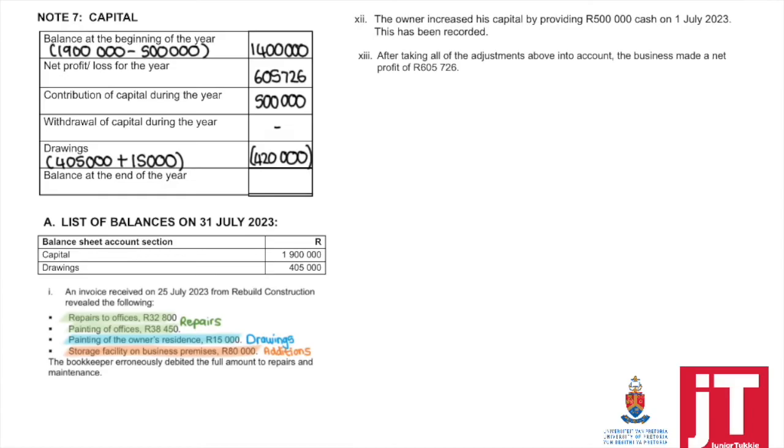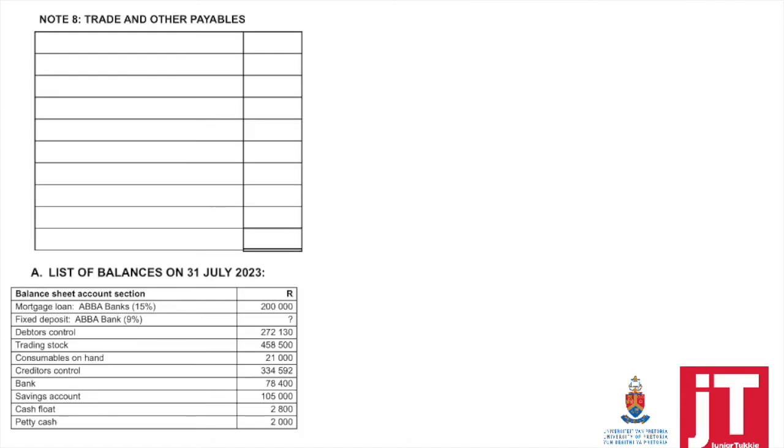Now we can calculate the balance at the end. Beginning plus plus minus equals. And that's the figure that will appear in your statement of financial position. Note number 8, trade and other payables.